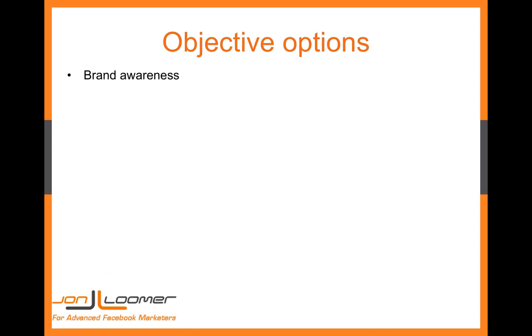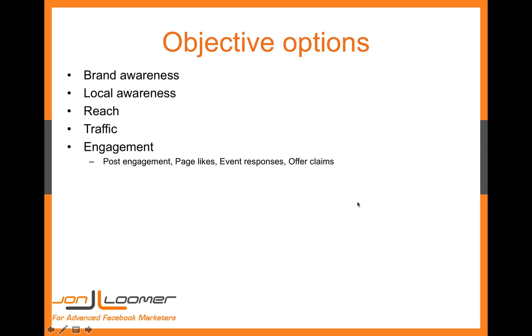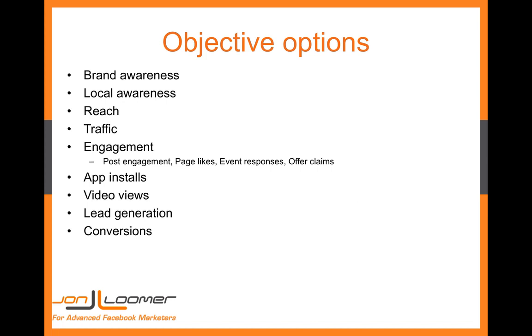So the objective options include, and I feel like this is changing all the time, brand awareness, local awareness, reach, traffic, engagement. Like I said, it's broken off into 4 subgroups. App installs, video views, lead generation. And be clear, lead generation isn't referring to sending people to your landing page. This is Facebook lead ads.